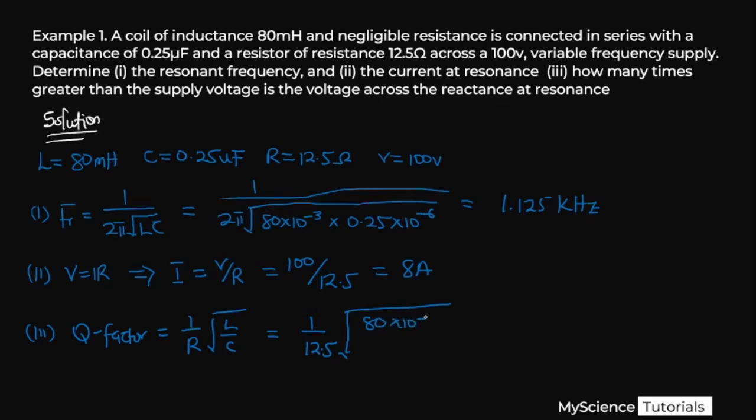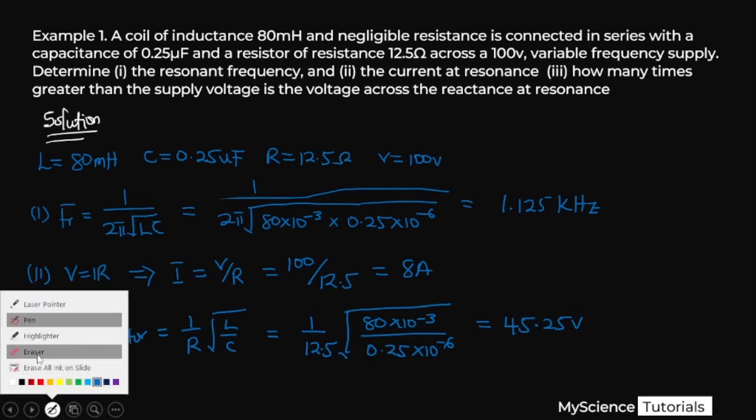L is 80 times 10 raised to the power minus 3 over C is 0.25 times 10 raised to the power minus 6. So this is equal to, if we multiply everything we have over here, we are going to get 45.25 as our Q factor. Now, another way we can go ahead and solve this is when we use the normal definition of the Q factor. So let me get some space and let's look at that.